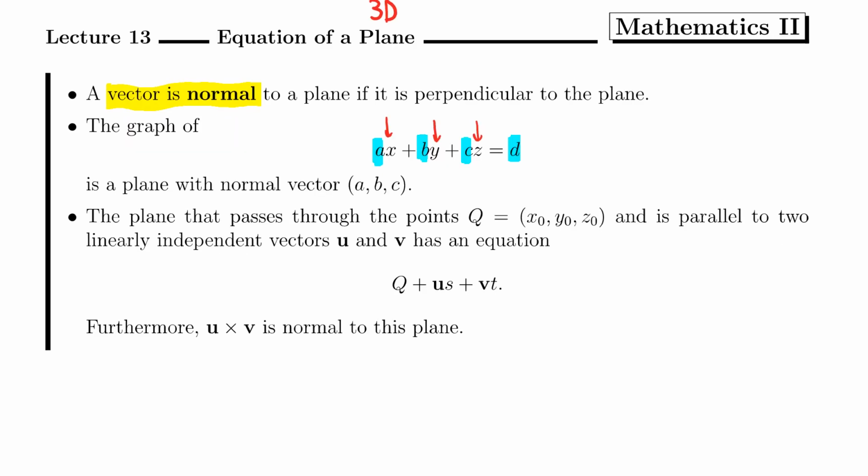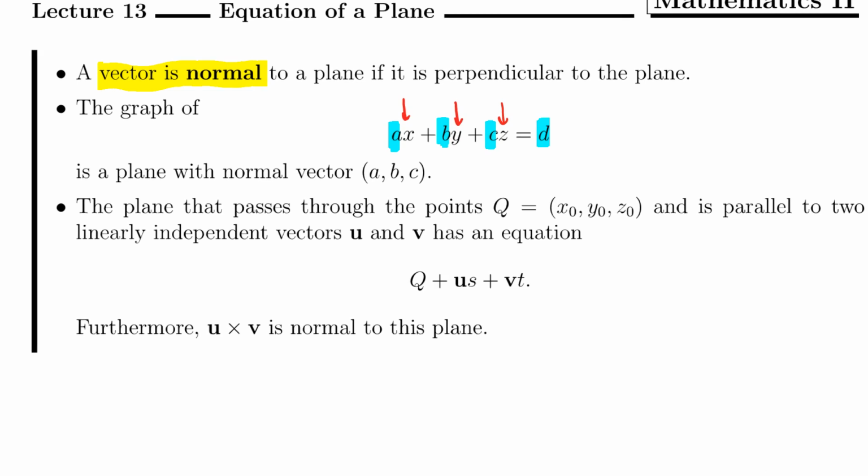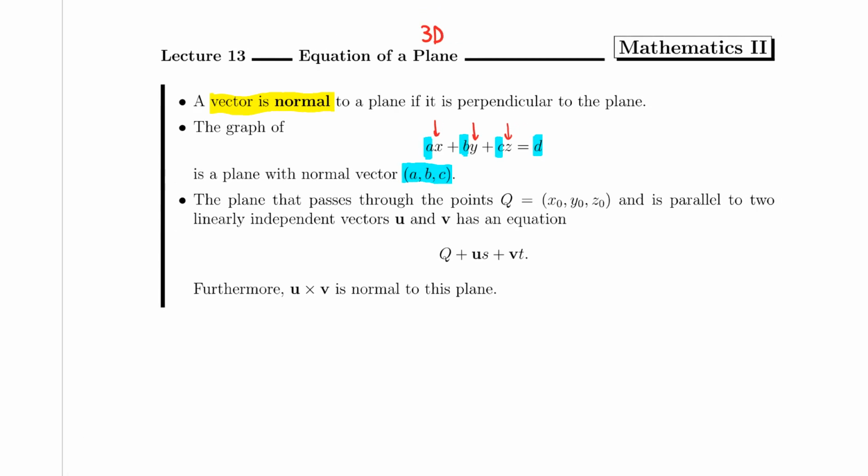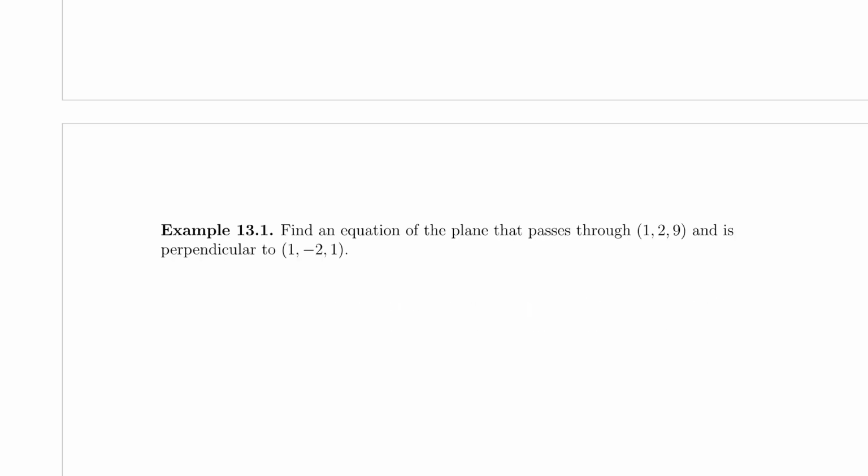What is particularly nice about this form of the equation of a plane is that it actually tells us right away what the normal vector of this plane is. The normal vector of this plane is just the value of a, b, c, which are the coefficients for x, for y, and for z that we see here. So, let's take a look at the first example that we have down here.